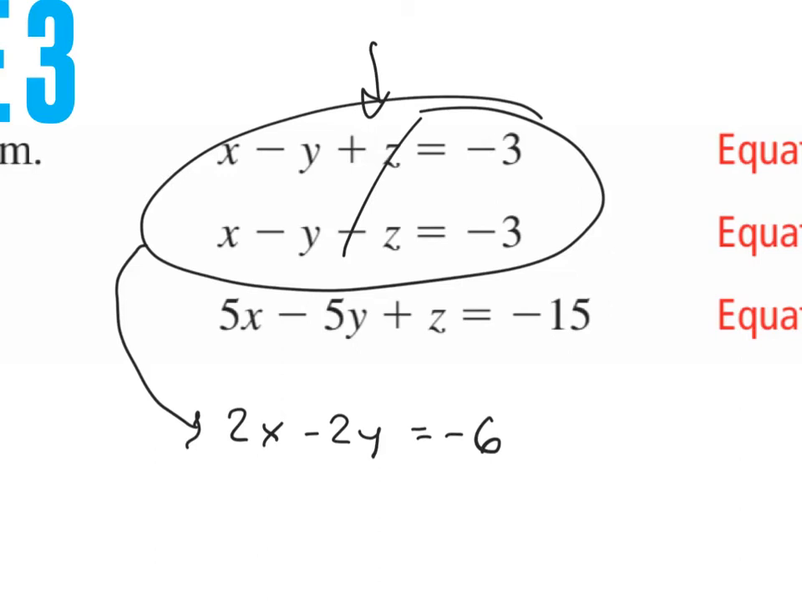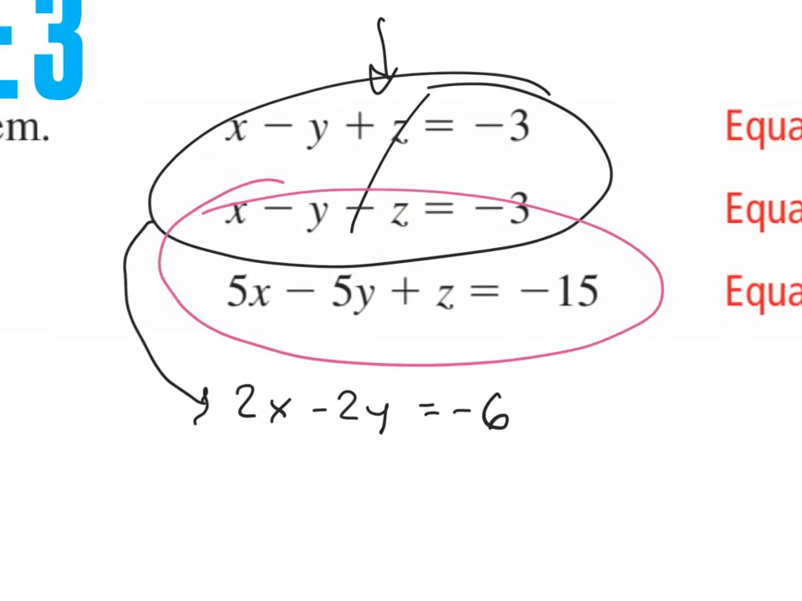Now we can pick our second two equations. And again, we have a negative z and a positive z, so those are going to cancel out. So we can just combine them before we even have to multiply anything to them. So x plus 5x is 6x. Negative y minus 5y is negative 6y. Our z's cancel out, and that's equal to negative 3 minus 15, which is negative 18.